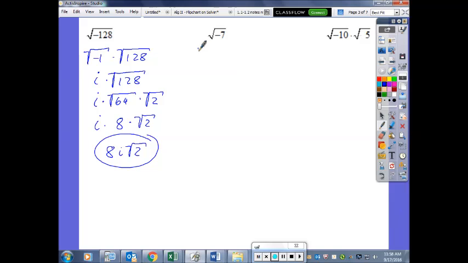Let's look at our next example. Here we can equally say the square root of -1 times the square root of 7. The square root of -1 is i. Since we can't do anything with our square root of 7, this is as far as we can go. And our answer is i times the square root of 7. And let's look at our next example.